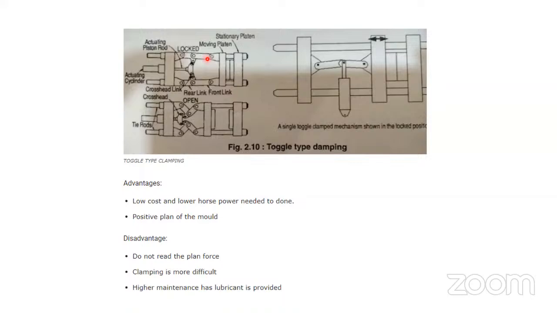Now see, the mold is closed here, right? Now see, it is the opening of the mold. The V structure shows that it is the opening of the mold. So friend, we have seen the manual clamping, single toggle clamping, and double toggle clamping.